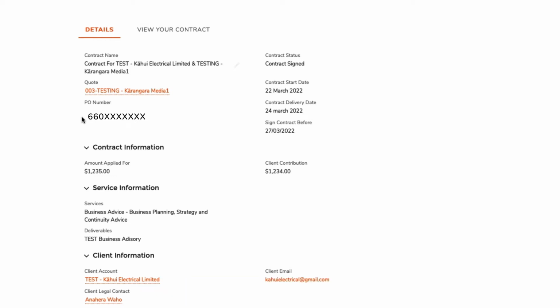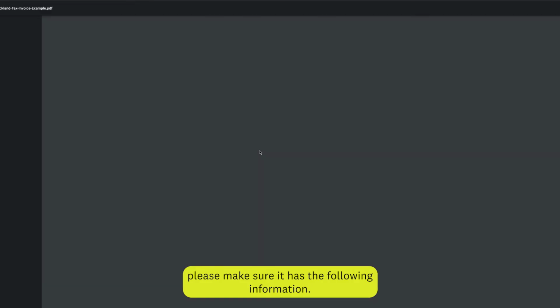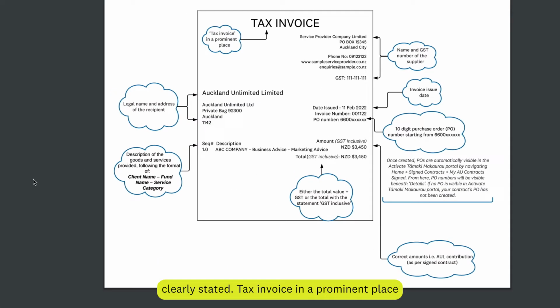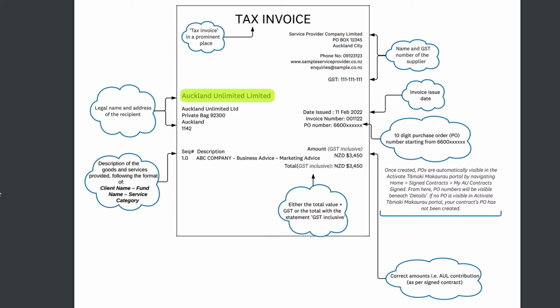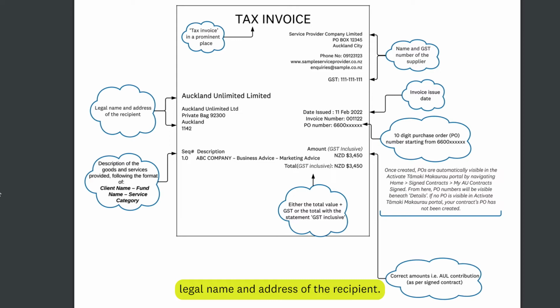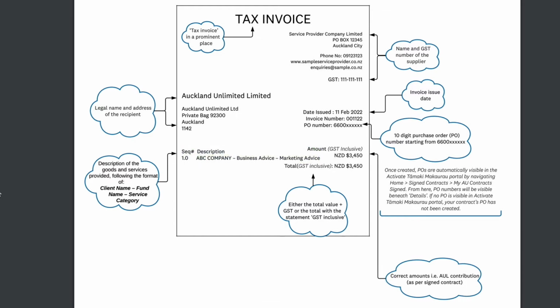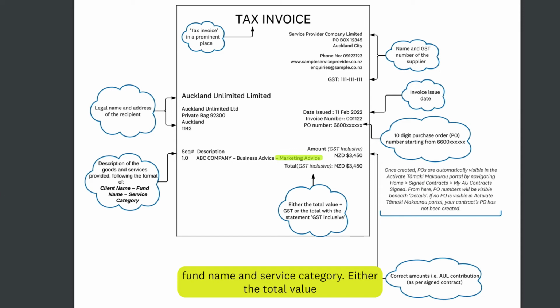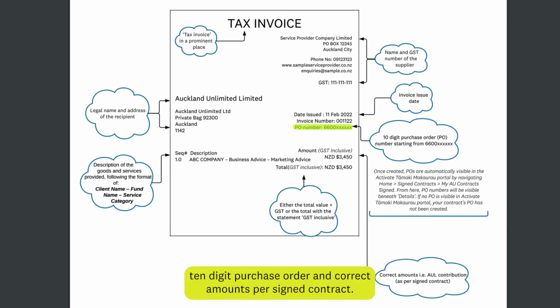To make sure your invoice gets accepted, please make sure it has the following information clearly stated: tax invoice in a prominent place, name and GST number of the supplier, legal name and address of the recipient, invoice issue date, description of goods and services provided following the format of client name, fund name, and service category. Either the total value plus GST or the total with the statement GST inclusive. 10-digit purchase order and correct amounts per signed contract.